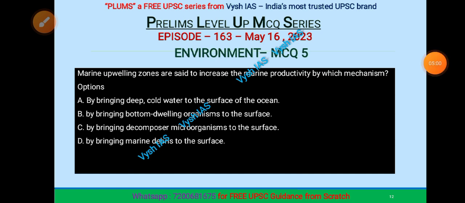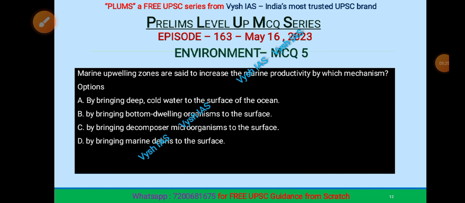Now the final MCQ. Marine upwelling zones are said to increase marine productivity by which mechanism? Options: by bringing deep cold water to the surface of the ocean, by bringing bottom dwelling organisms to the surface, by bringing decomposer microorganisms to the surface, or by bringing marine debris to the surface.